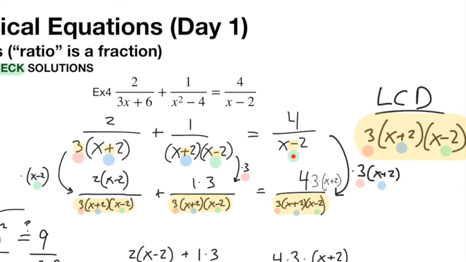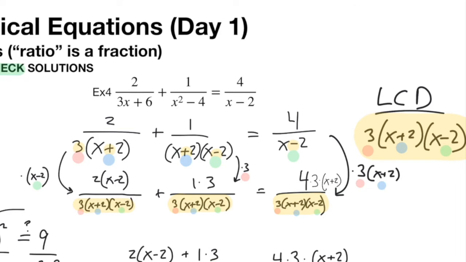Here, we've got the green factor. We're missing both the red and the blue, which is why you need to multiply the red and the blue to get to the least common denominator. Red, blue, green. So this would be 4 times the red and the blue factor.